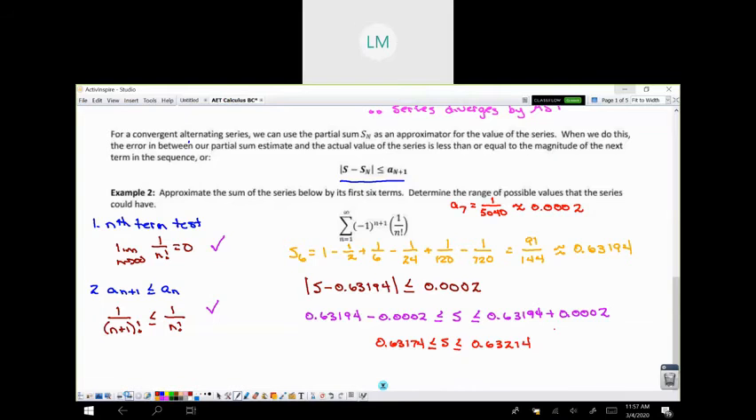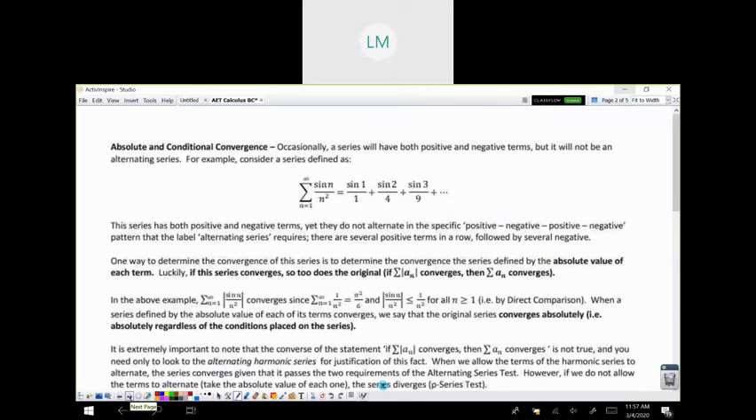So now let's look at some other series here. Occasionally a series will have both positive and negative terms, but it's not going to be an alternating series. For example, let's look at sine n over n squared. So the sine of 1 we know is going to be positive because that's in the first quadrant. The sine of 2 is in the second quadrant, so that's going to be positive.